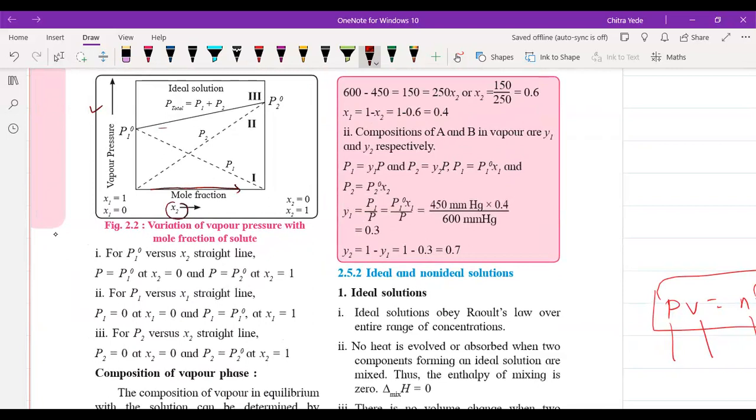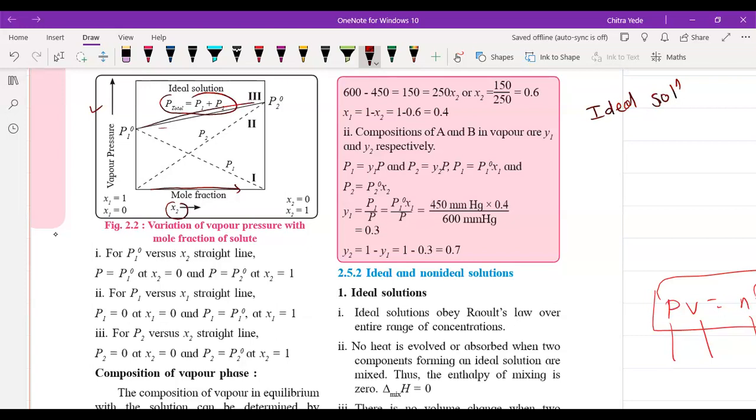For ideal solution, what are ideal solutions? Any idea about ideal solution, everyone? Sir, it follows Raoult's law. Not only Raoult's law, but all the laws like Boyle's law, Charles's law, Gay-Lussac's law, Avogadro's law, all the laws. So those solutions that obey all the laws are called ideal solutions. So for ideal solution, it slightly increases, beta, like this.